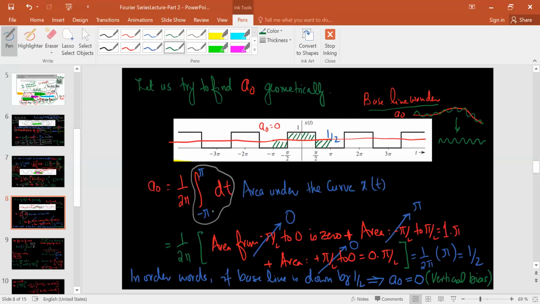Which is my basis. Okay. So if you look into this, again the same thing: the area from minus pi by 2 is 0, area is pi and 0. So if this is a vertical bias, in other words, if the baseline is down by 1/2, imagine that if you lifted the signal and it goes up and your baseline becomes 1/2, then definitely there is no bias and a naught will be 0. So I have already explained this.